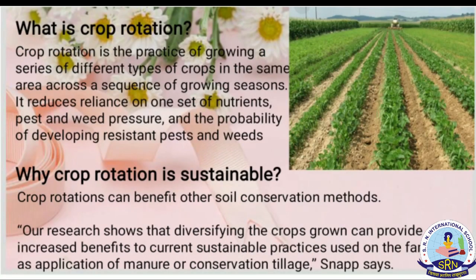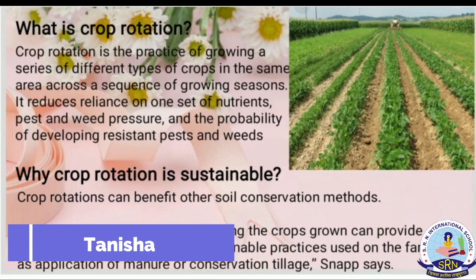What is crop rotation? Crop rotation is a practice of growing a series of different types of crops in the same area across a sequence of growing seasons. It reduces reliance on one set of nutrients, pests, and weed pressure, and the probability of developing resistant pests and weeds. While crop rotation is sustainable, crop rotations can benefit other soil conservation methods. Our research shows that diversifying the crops grown can provide increased benefit to current sustainable practices used on the farm, such as application of manure or conservation tillage, Snapp says.